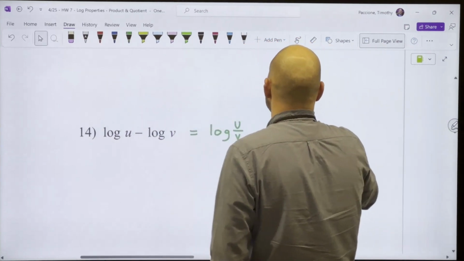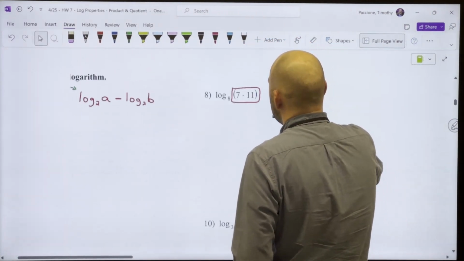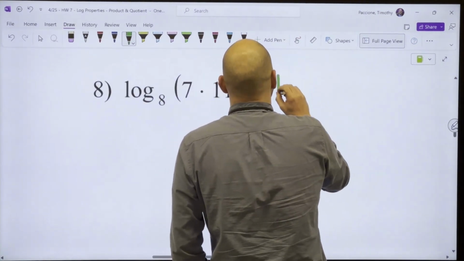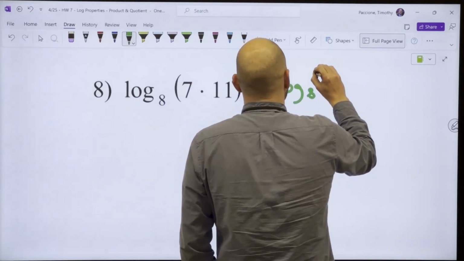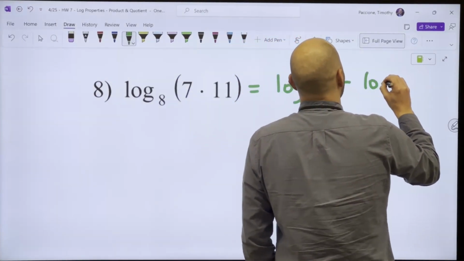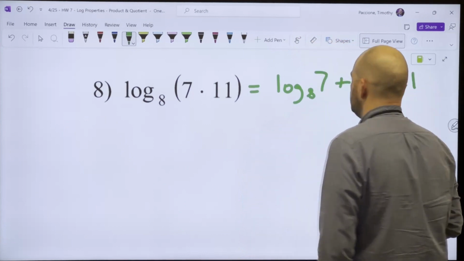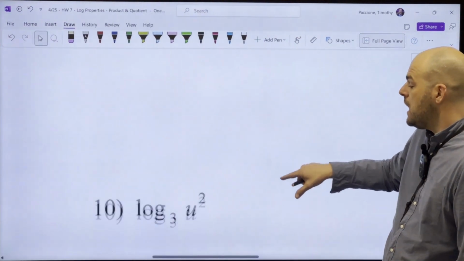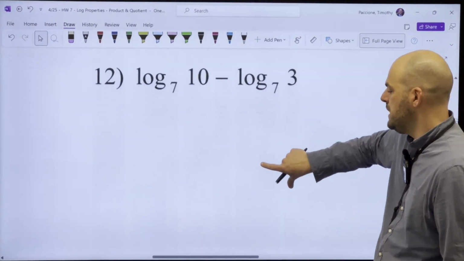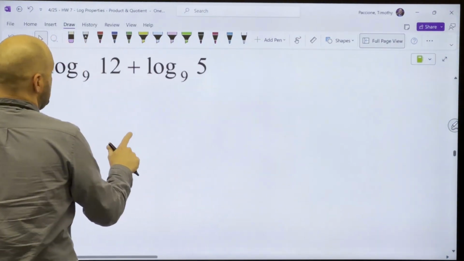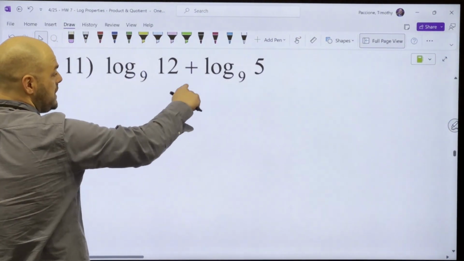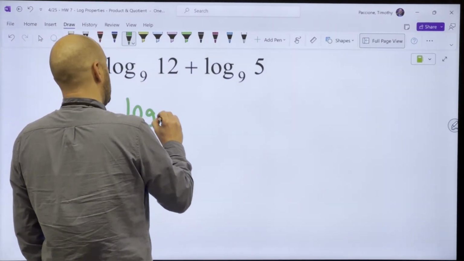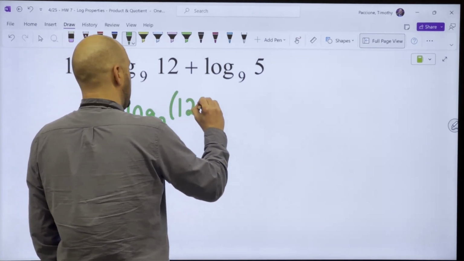Now let's go back to the top. The other one would be if we have multiplication, right? Multiplication is the same process, but you're adding. So log base 8 of 7, plus log base 8 of 11. Right? So multiplication becomes addition. And then the other way would be like maybe this one, where you have addition on the outside, so you know you can bring it together on the inside with multiplication. And I'd have log base 9 of 12 times 5.